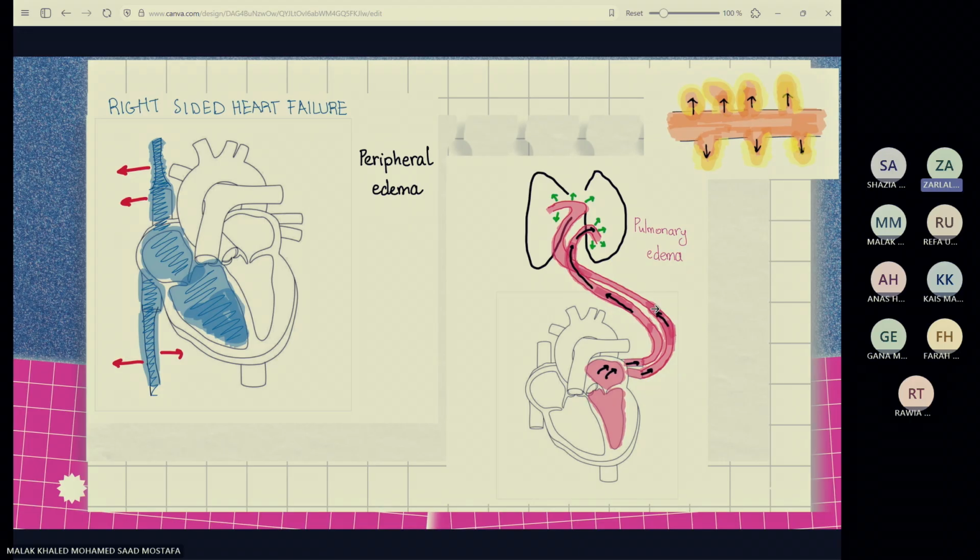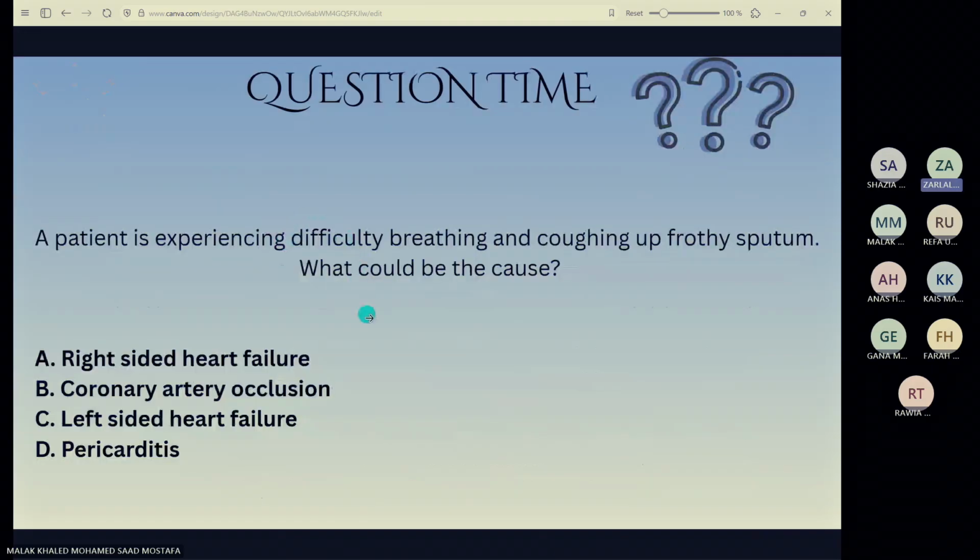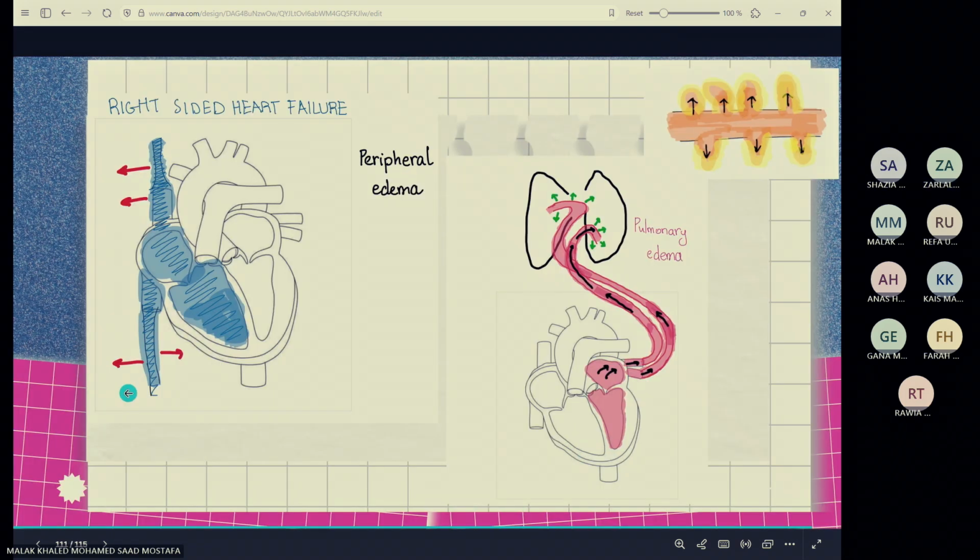Yes, I'll show the question just in a bit. So it will result in pulmonary edema, okay, and this can lead to difficulty breathing because it's like pushing the lungs. So Malak, let's go back to the question. Where was it? Yeah. Is that good? Okay, I think we can move on.